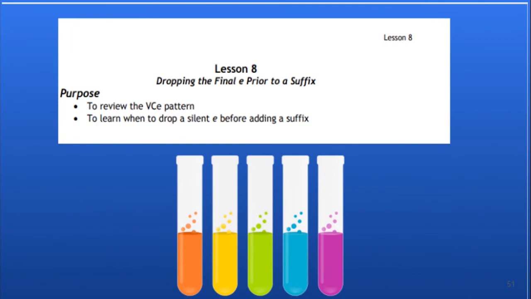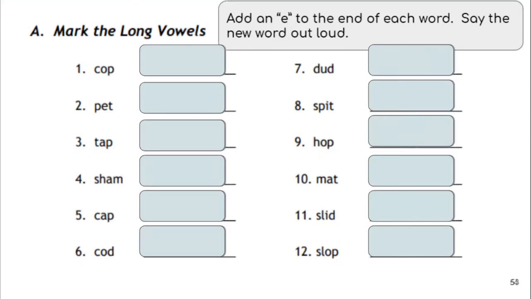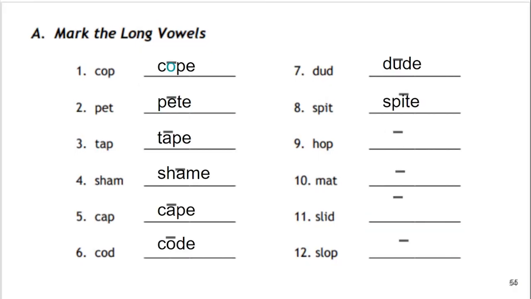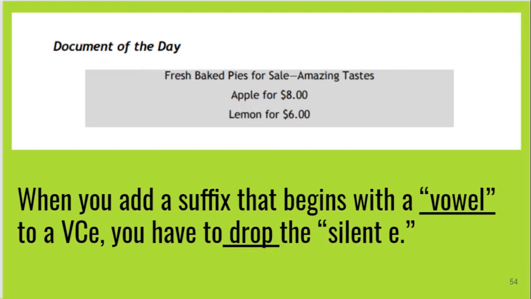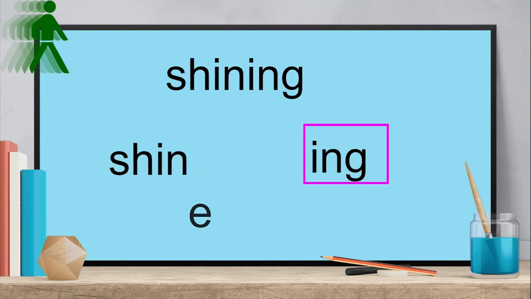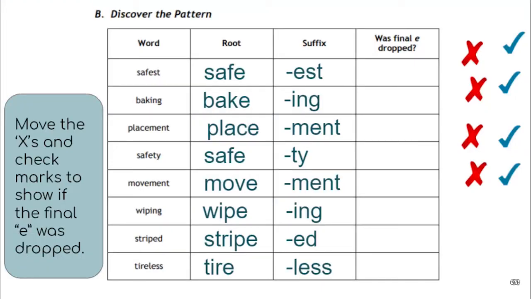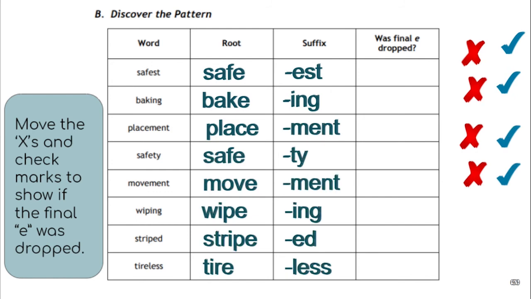And then we'll come to lesson 8, where we'll look at the VCE pattern, and we'll really focus on the dropping the E rule. So when do you need to drop the E to add a suffix? Well, it's when the suffix begins with a vowel. So then you have to drop that silent E. So we might have a word like amazing, or shining, or inspired, dropping our E. In your slides, there's a part where you can move the red X's or the blue checks to show the final E was dropped. So please do that. If you resize them, no problem with me.